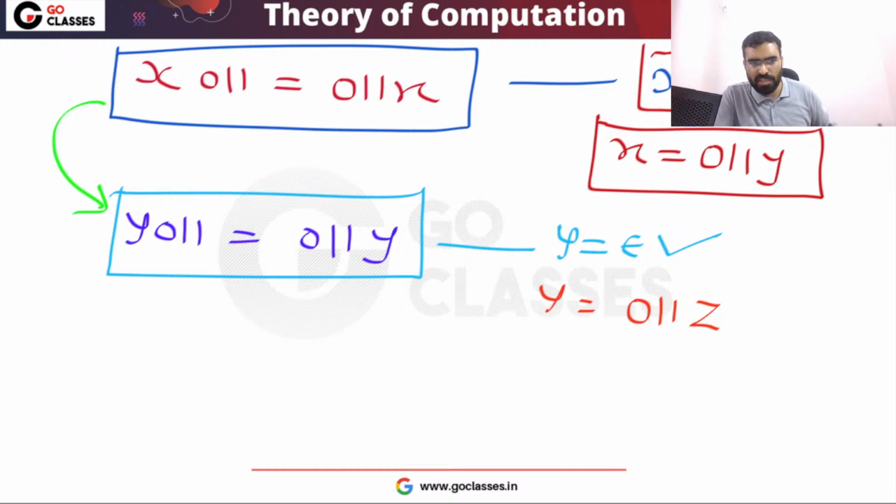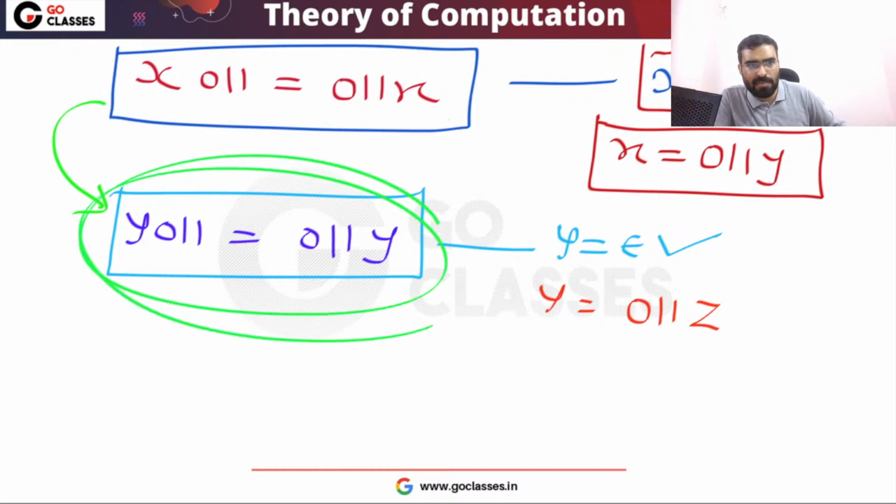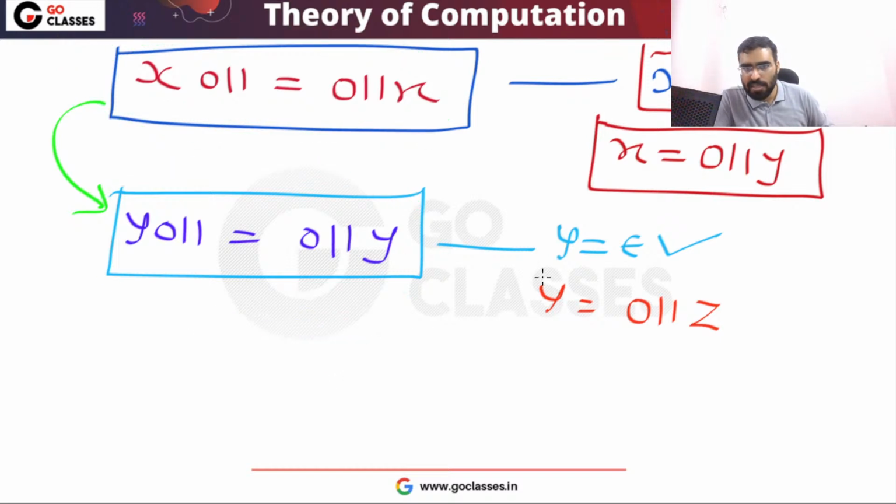Please tell me, do you understand this? Yes or no? Again the same story will repeat in terms of y, just as it did in terms of x. So I can say y equal to empty string will satisfy. Y equal to 011z also will satisfy. Y should have suffix 011, correct? Yes or no? Please tell me, did you understand this?